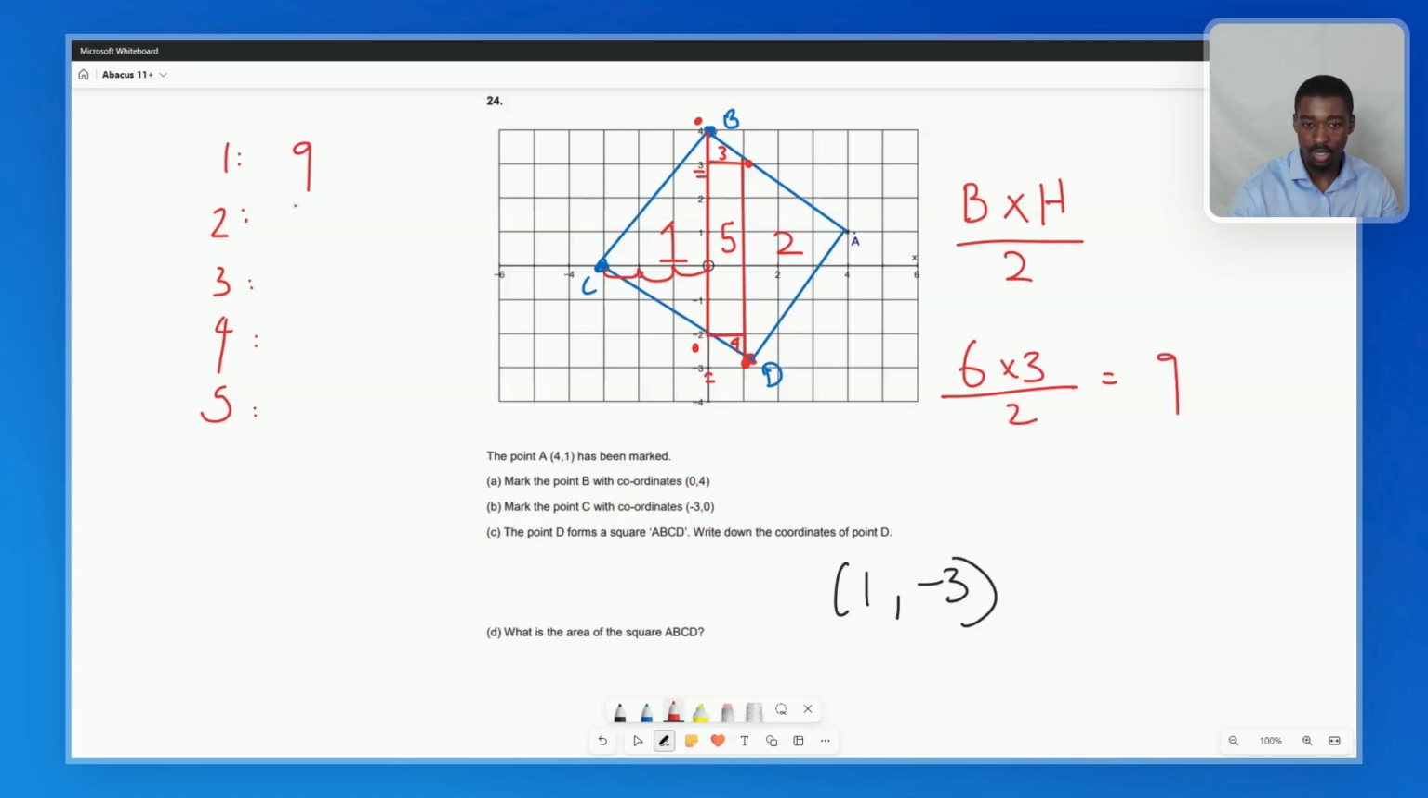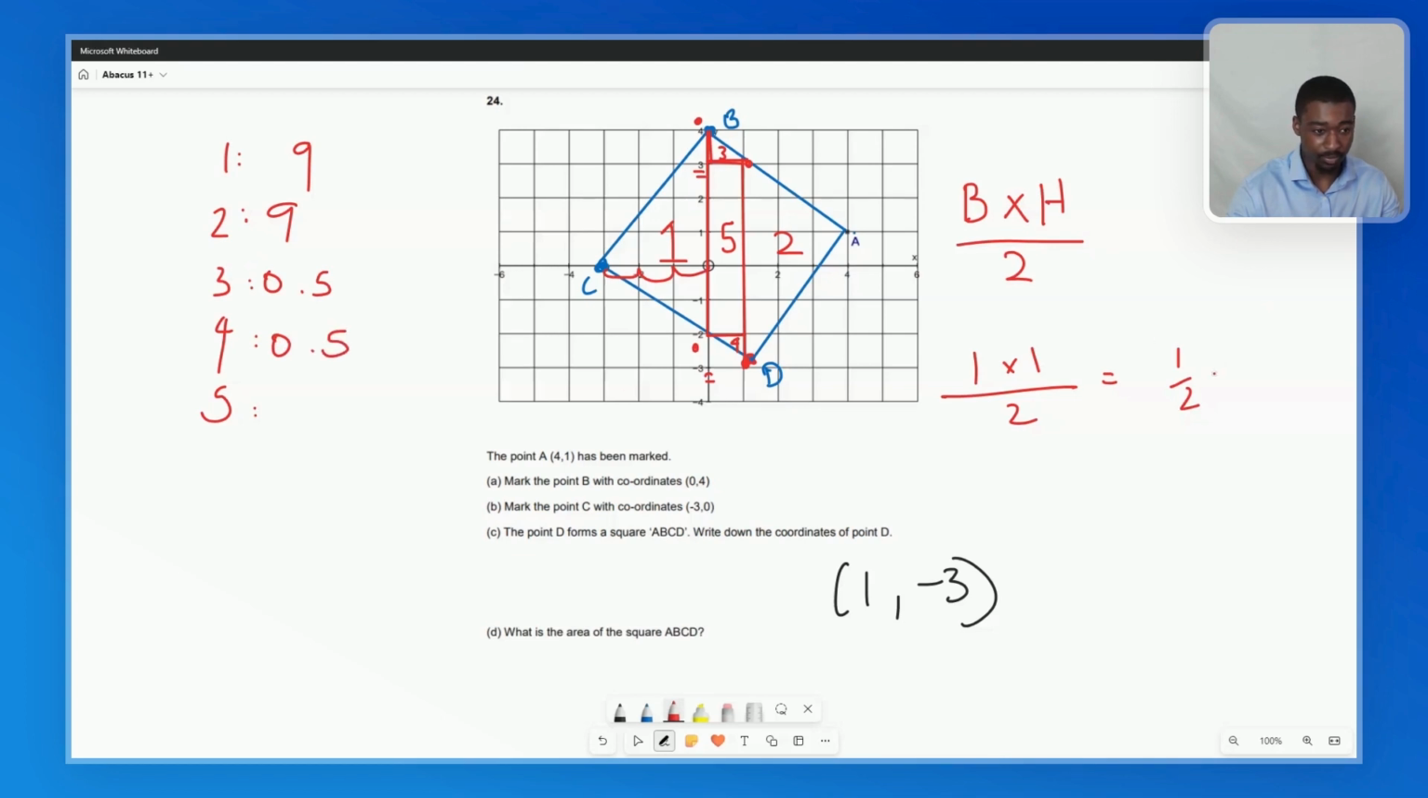Okay. What about 3? Well, 3, we have a smaller triangle over here. In this case, the base is 1, the height is 1. So therefore, we have 1 times 1 over 2, which is a half. So we have 0.5 and 0.5.